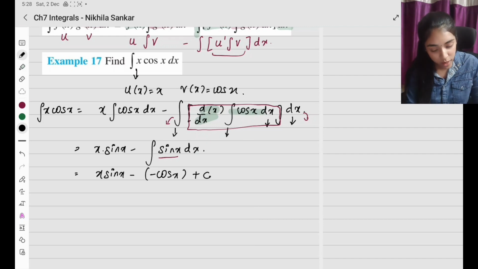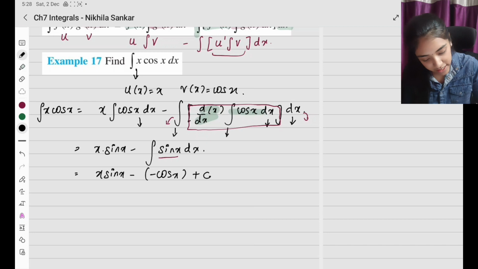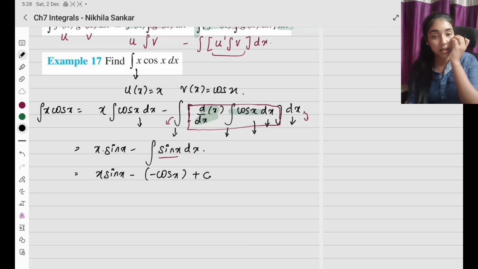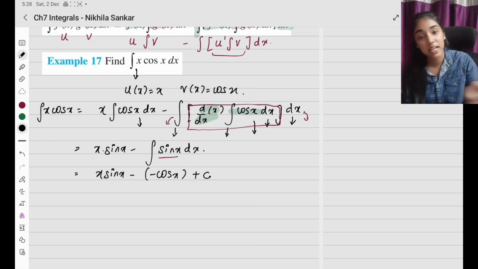So this is where you add plus c. So in this place you see there is an integration. Here you see there is an integration. But in integration by parts, we are going to add the constant only at the end. You don't have to add it in between. Because anyway we club all the constants and write plus c in the end.